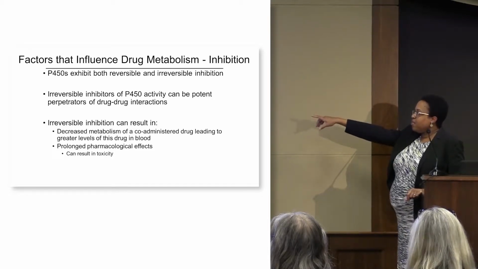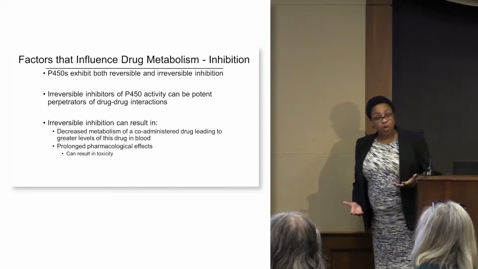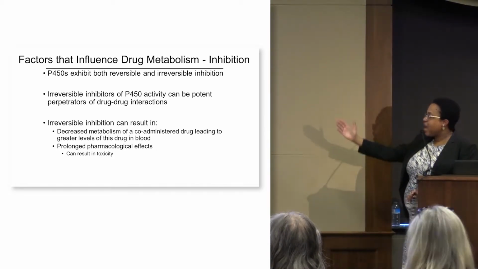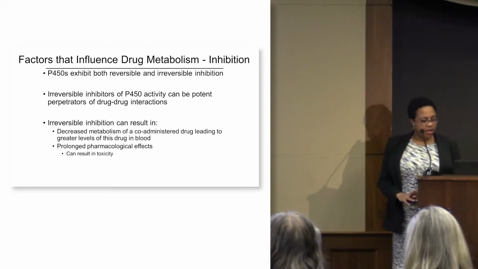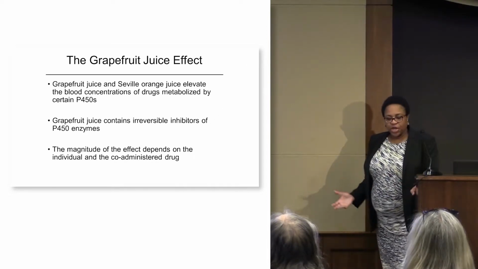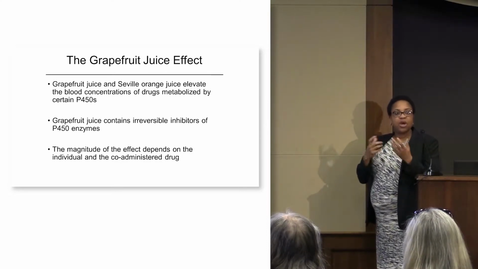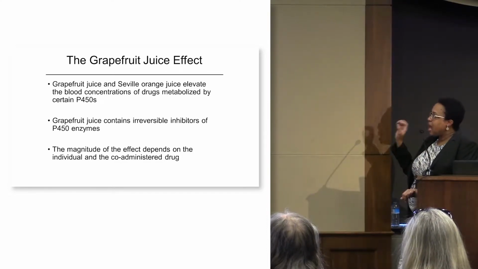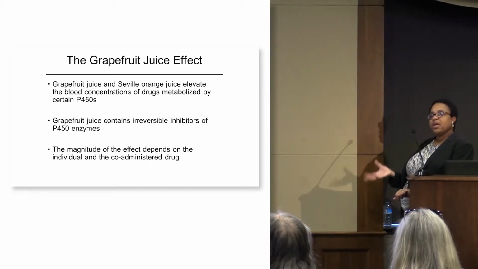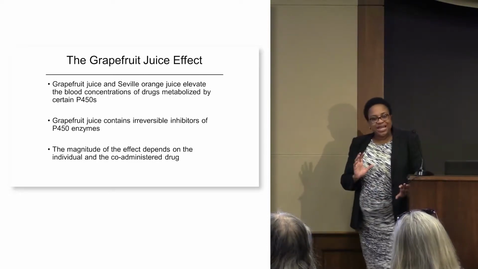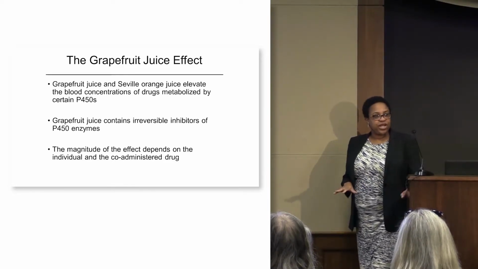So what can happen if you have inhibition of P450s? You could have a decrease in metabolism of your co-administered drug, and this can be important because the drug could end up hanging around way too long, and now you could have, for instance, toxicity from having that drug in your system too long. You're probably all familiar with the grapefruit juice effect. If you've taken a medication and it says don't take with grapefruit juice, well, this is why. There are compounds in grapefruit juice and also in Seville orange juice that are irreversible inhibitors of P450.